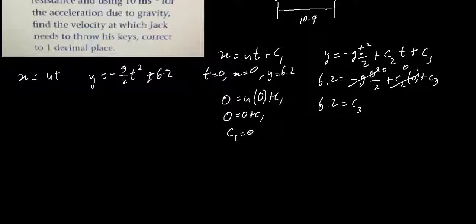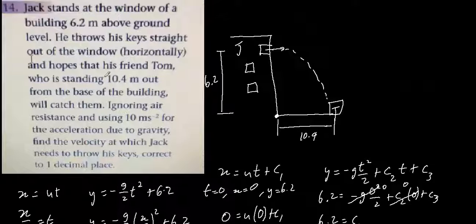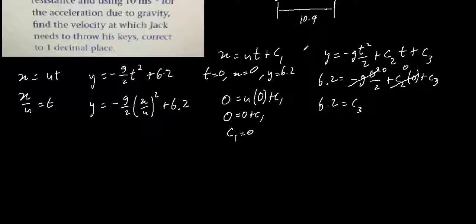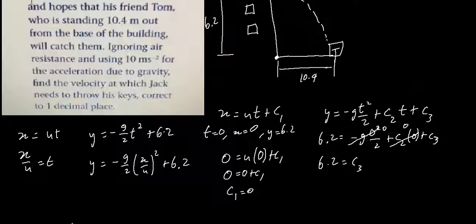Over here, yep. And so these are my 2 equations. Again, the same way as before, I have x on u is equal to t, and then I substitute in. y is equal to minus g on 2, x on u squared plus 6.2. Yeah? Okay. Now, I need to use this other piece of information. When x is equal to 10.4, y is equal to 0. Using specific points given is usually an indicator to use the actual trajectory of the graph rather than the equations with t in them.